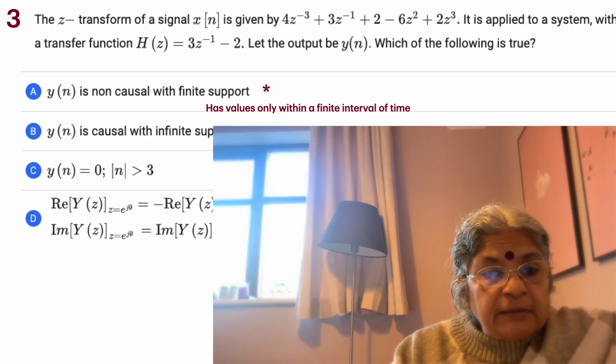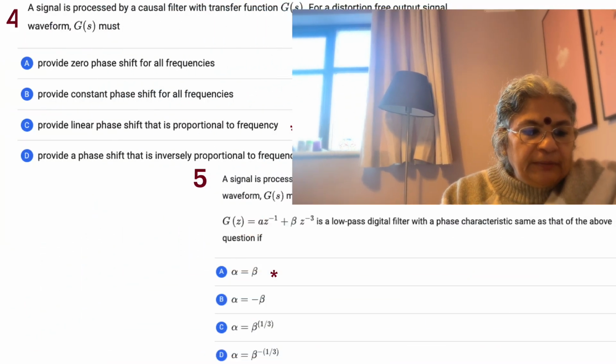But there's something added to it: non-causal with finite support. The signals exist only for a short period, a limited period. That's why it's called a finite time period, so it's called finite support. Okay, so let's move to the next one.